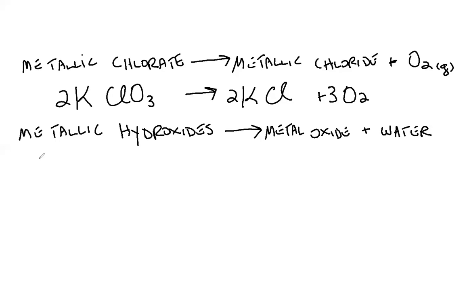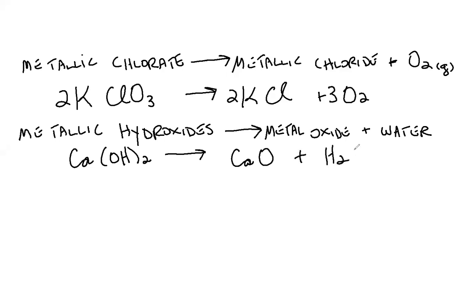All right, so for our example, we'll look at calcium hydroxide, calcium being our metal. So Ca(OH)2. We heat that up to break it down. And our metal oxide is calcium oxide. Calcium is 2 plus, oxygen is 2 minus, so our formula is CaO. And then our other product is water, H2O. And it is balanced just like this: 1 calcium, 1 calcium. We have 2 oxygens, 1 here and 1 here. And we have 2 hydrogens, 2 hydrogens.